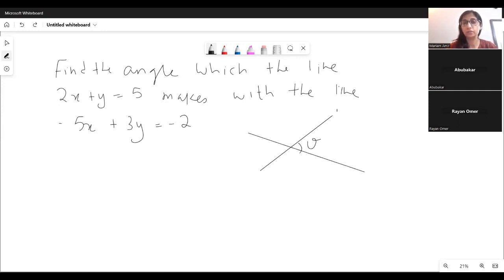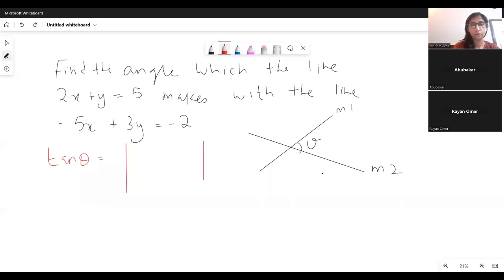For that, you need the slope of the first line, slope of the second line, and once you have that, you need to remember the formula. tan theta equals modulus. In numerator, you subtract the two slopes, m1 minus m2 upon 1 plus m1 m2. Okay. So what's m1 and what's m2?